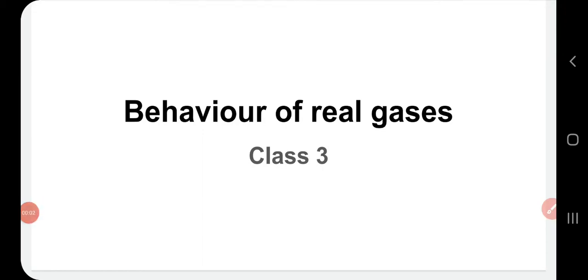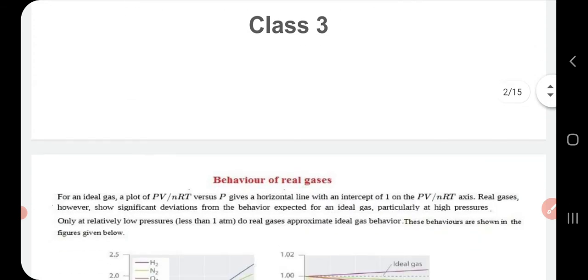Good morning. Now we will learn about the behavior of real gases. Real gases are those gases we have already defined. They are those gases which do not obey the ideal gas equation PV equal to nRT.